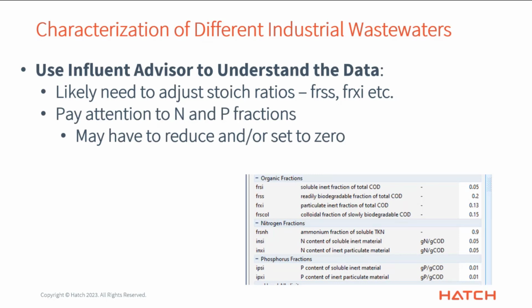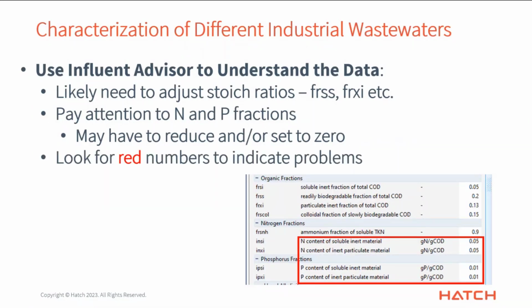You are also very likely, especially if it's very high concentrations, to have to change the N and P fractions, the nutrient fractions of that inert material, in order to make it work. So these are set here for municipal wastewaters. They're like 5%, in other words, 0.05 grams of nitrogen per gram of COD is kind of tied up in the COD itself, in that soluble inert material. You may find you have to set those to 0 to make everything balance out okay.